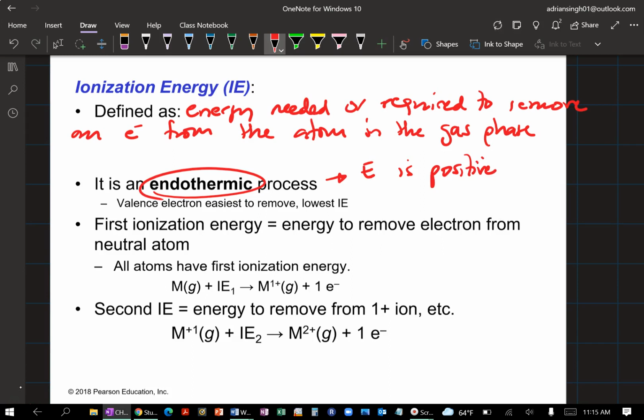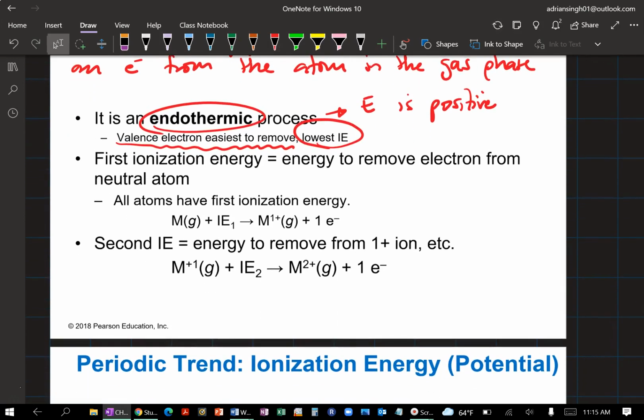The valence electron, as you can imagine, being the outermost electron, is the easiest to remove. So it's going to require the smallest amount of energy. Okay, so the first ionization energy is the energy required to remove the outermost electron from a neutral atom. We abbreviate first ionization energy as IE subscript 1. So if we have a metal, which we will just designate as M in the gas phase, we need to provide that ionization energy in order to get rid of that electron. So if we take away an electron from M neutral, we end up with M with a positive 1 charge. All right, that's what the first ionization energy is.